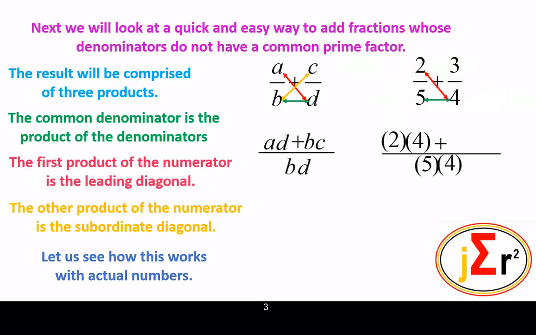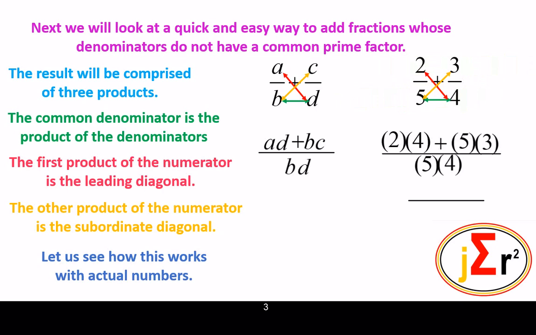Then the second product of the numerator will be the subordinate diagonal, 5 times 3, or we'll prefer to take the top 3 times 5, 5 times 3. Multiplication is commutative, so the order does not matter. As long as we are dealing with the subordinate diagonal, we will be correct.